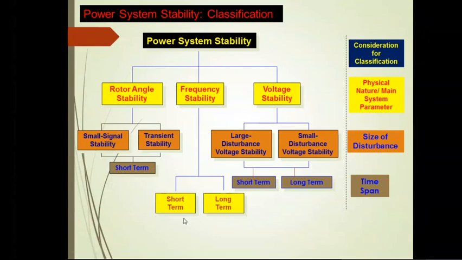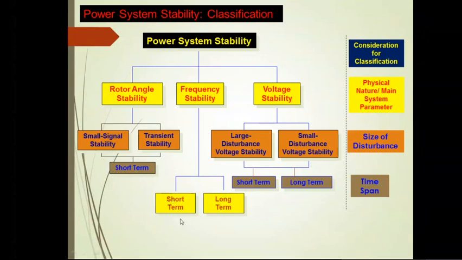However, for the case of frequency stability, we may have short-term or long-term, because in frequency stability we mainly have to control the generator part, and we refer to the active power control. Active power control is achieved through governor operation, and the governor basically has two control loops. One is the primary control loop, another is the secondary control loop. Depending upon which control loop is involved in the analysis, we can have a short-term or long-term stability analysis for frequency.